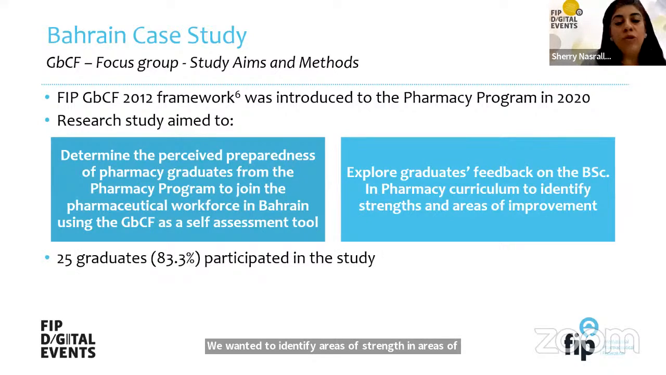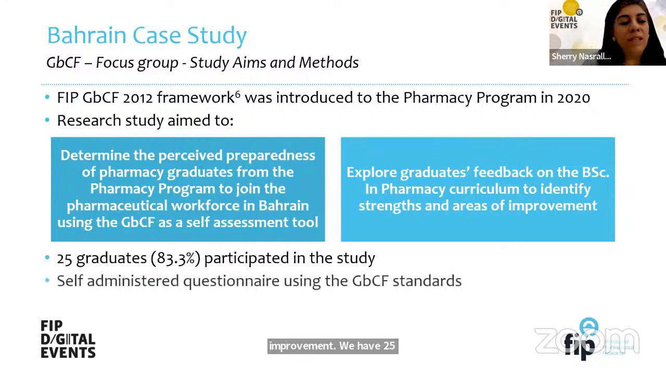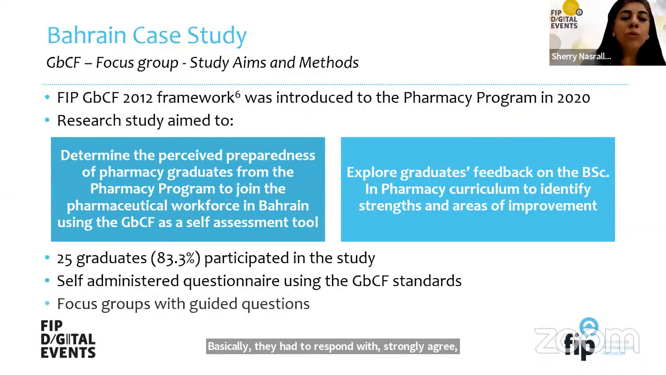We had 25 graduates on board who participated in this study. The Global Competency Framework was given to the students as a self-assessment tool, as a questionnaire that they answer. Basically, they had to respond with strongly agree, agree, disagree, or strongly disagree, to how far they feel prepared in every competency. This was followed by a focus group, which was guided by standardized questions and was used to check their feedback on the curriculum.